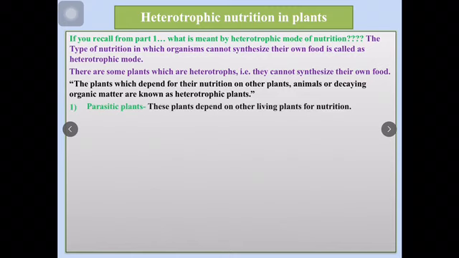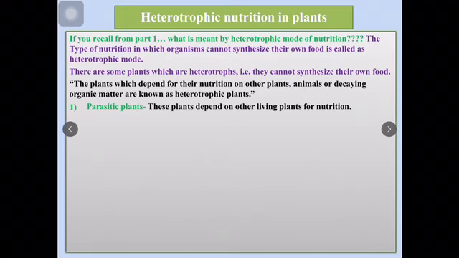So first type is parasitic plants. These plants depend on other living plants for nutrition. So before that, what is the term parasite? Parasite means any living thing which is dependent on other living thing to such a limit that it becomes harmful for it. Very common example is worms in the intestine. They take the nutrition from the human body and make it diseased. Or the head louse, it takes the nutrition from the blood of the human and creates a problem.